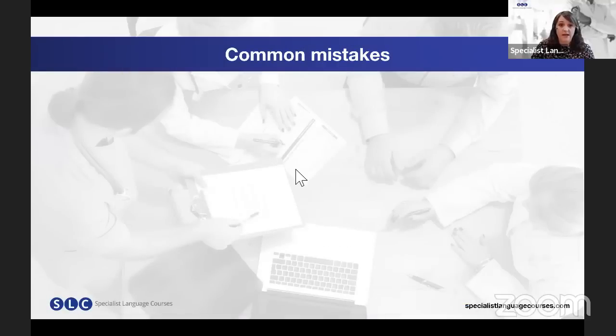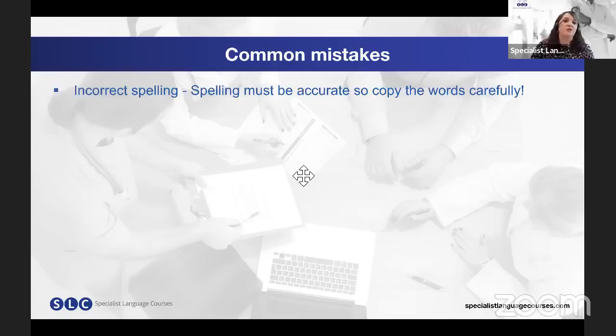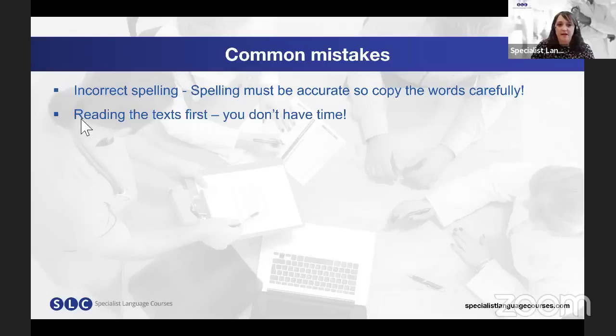So some common mistakes that we find students often make that you should be aware of in Reading A: spelling. Make sure you copy the words carefully. Reading the text first, and again, by reading, we mean reading in detail from beginning to end. You don't have time to do this. Spending too long on one question can be an issue. If you're not sure, move on to the next question. Come back to any questions you're not sure about later.